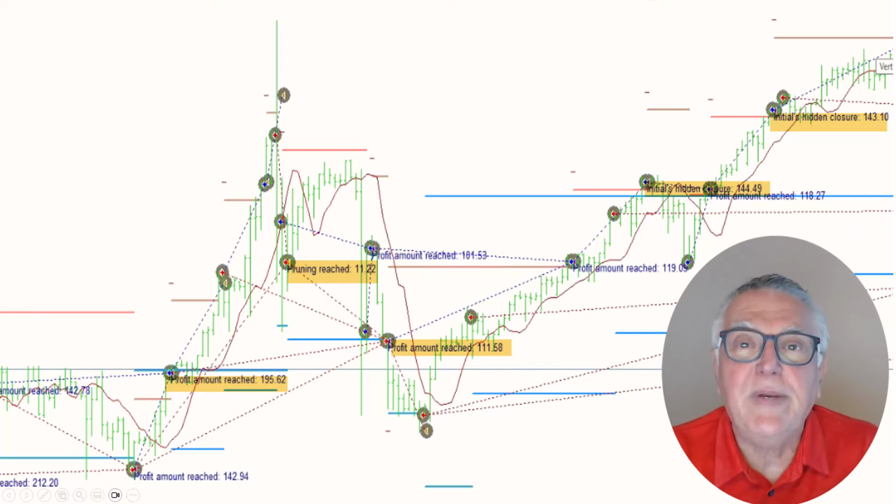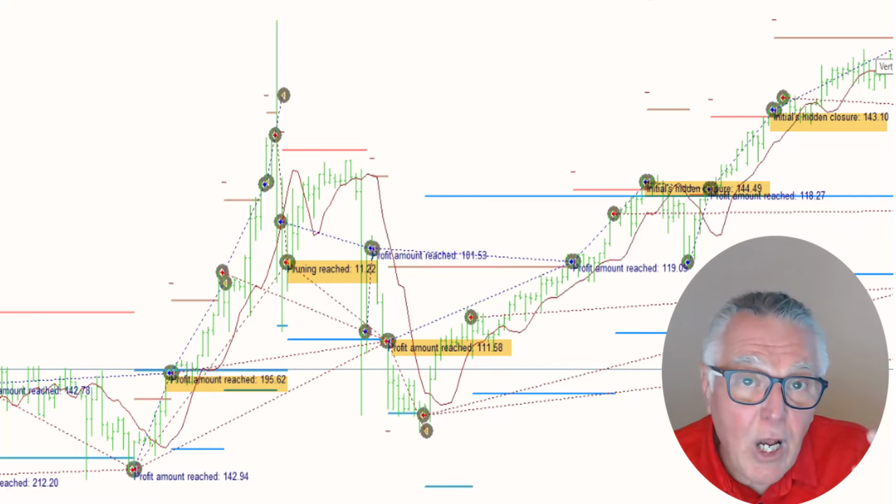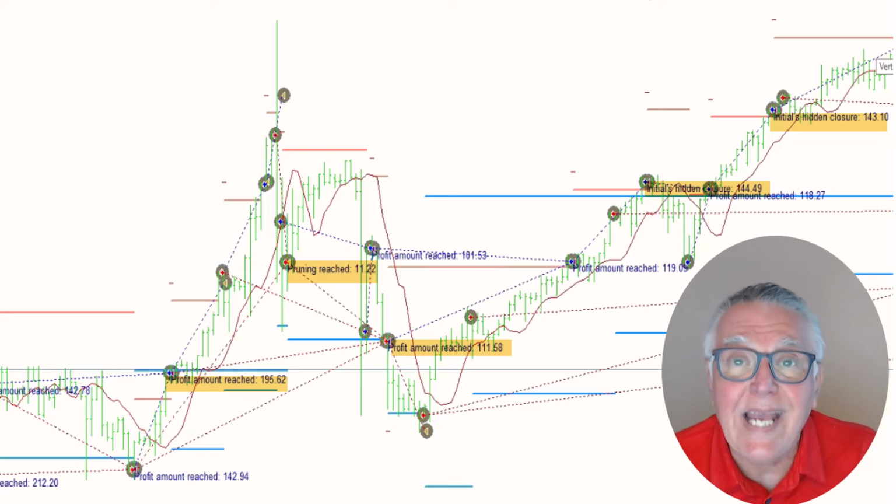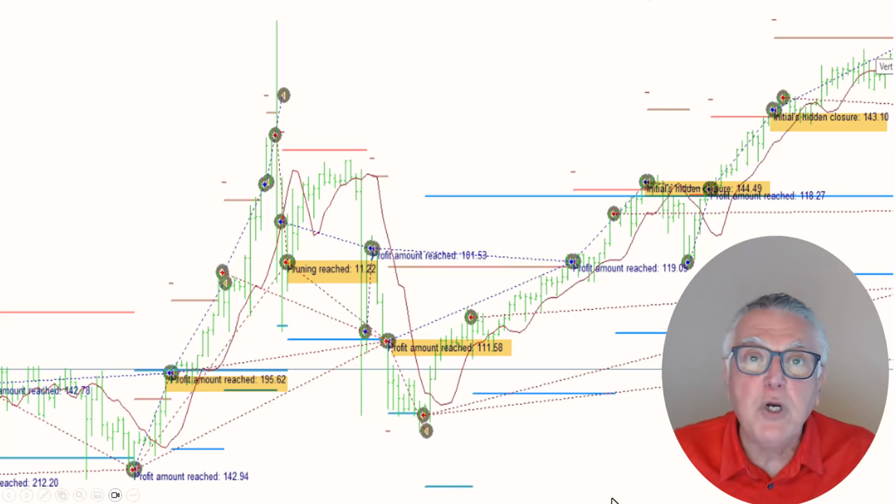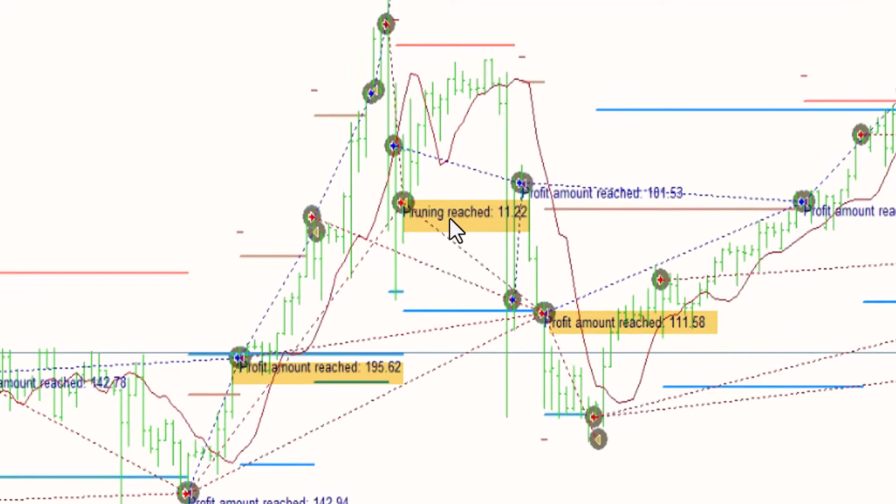Okay, here are some examples of some of the trades that happen when you're using the Hedged EA. I'm going to start with the pruning one. Here's a pruning trade, and it actually closed at a small profit of $11. And what happened here, you see this sell there? The sell came down to the previous transaction level, and that's what happened.